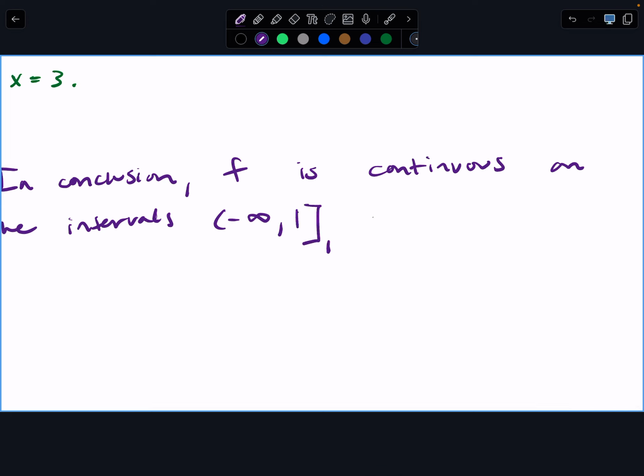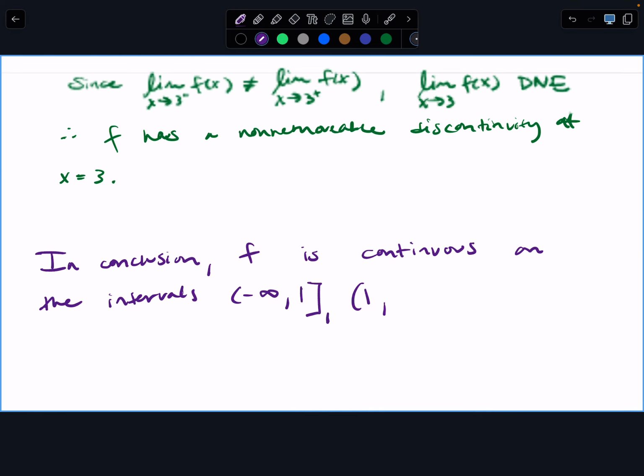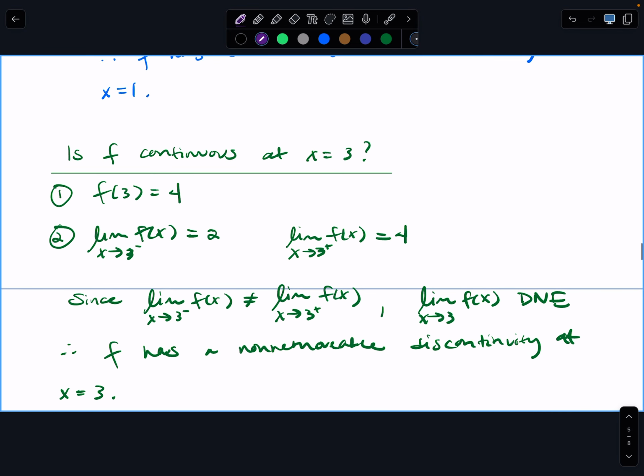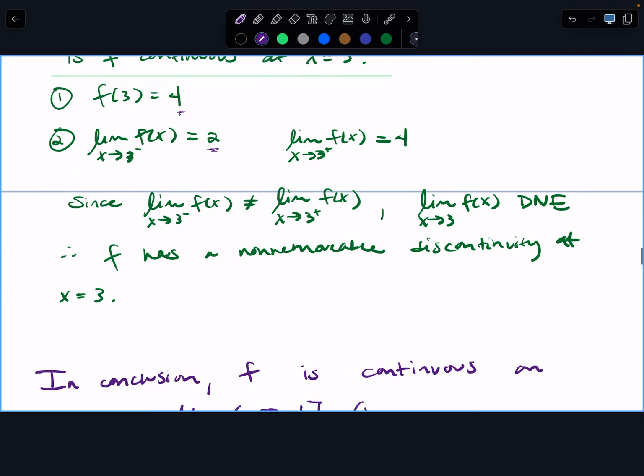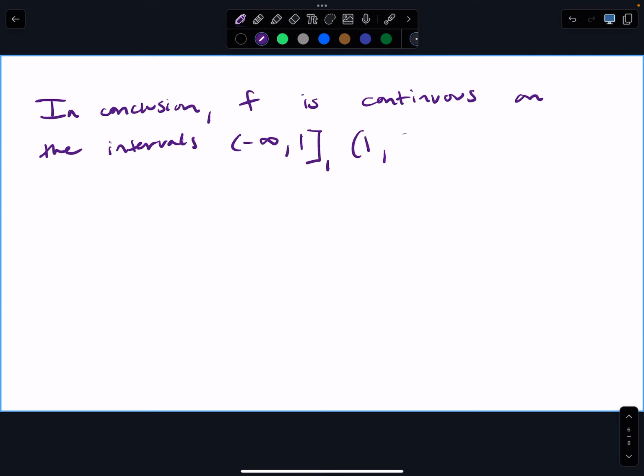Which means we can't include 1 on the next interval. That wouldn't make sense, but you could always double check. And then up to 3, 3 is the right endpoint. The limit as x approaches 3 from the left is 2. The function value would be 4, so nope, we're not going to include 3. And referencing the graph, that should make sense too.